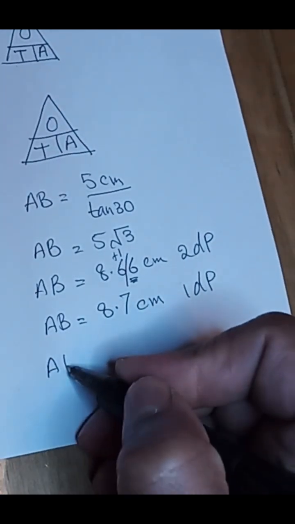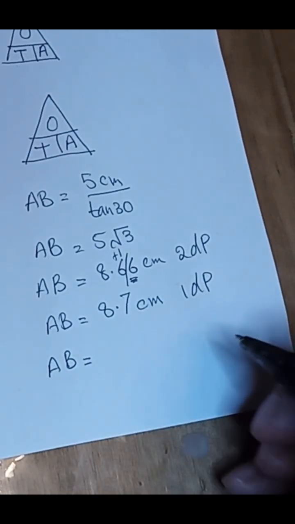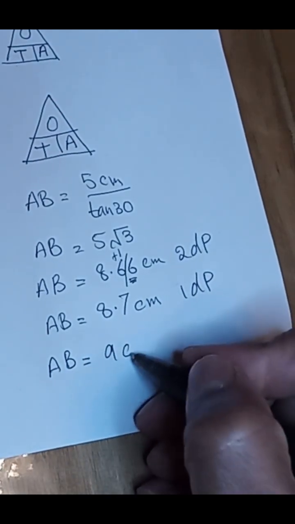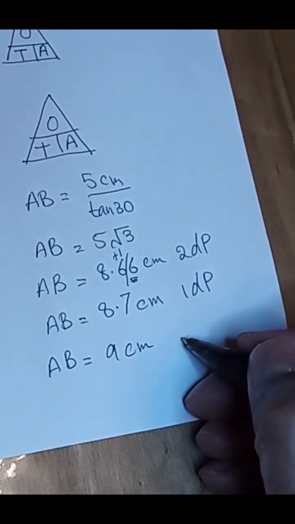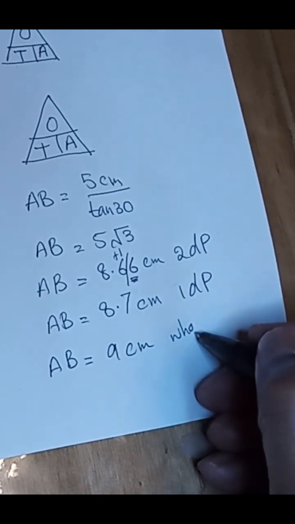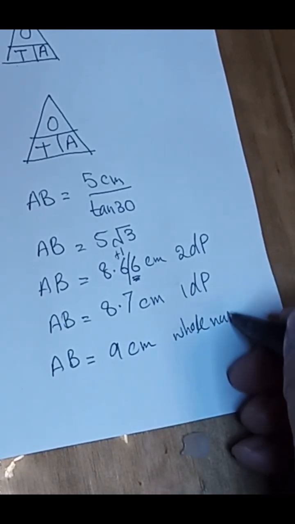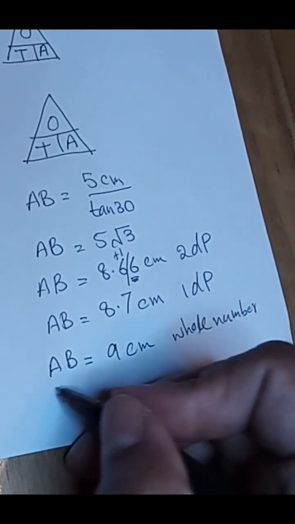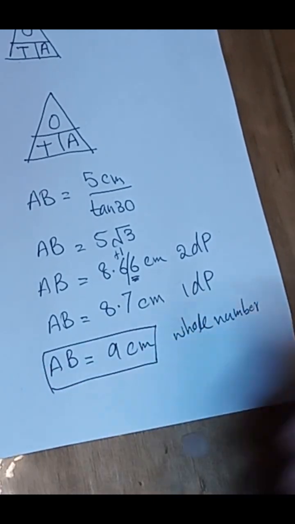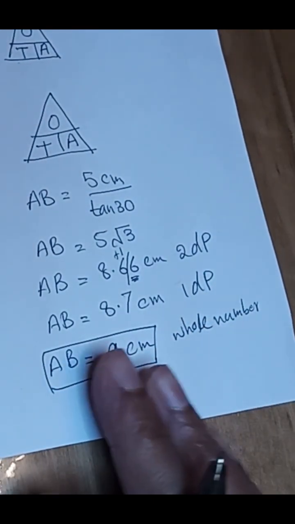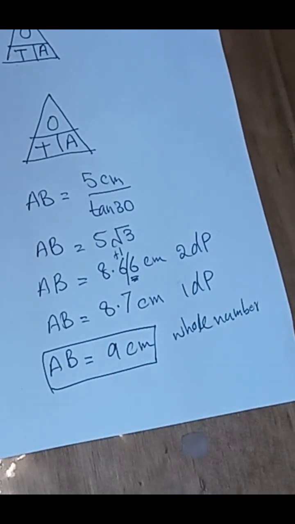If you need to write the same length to the nearest whole number, that will be 9 centimeter to the nearest whole number, right? So let's write down nearest whole number. We got the length AB equals 9 centimeter to the nearest whole number, and AB equals 8.7 centimeter to 1 dp.